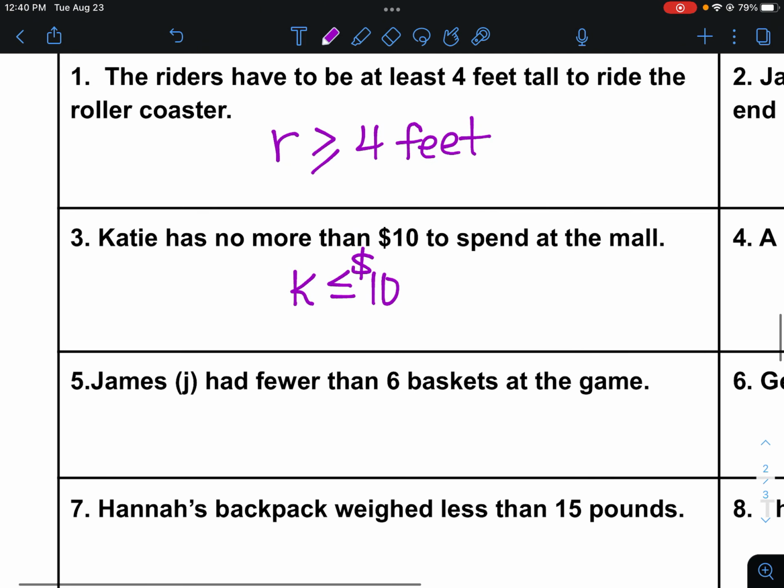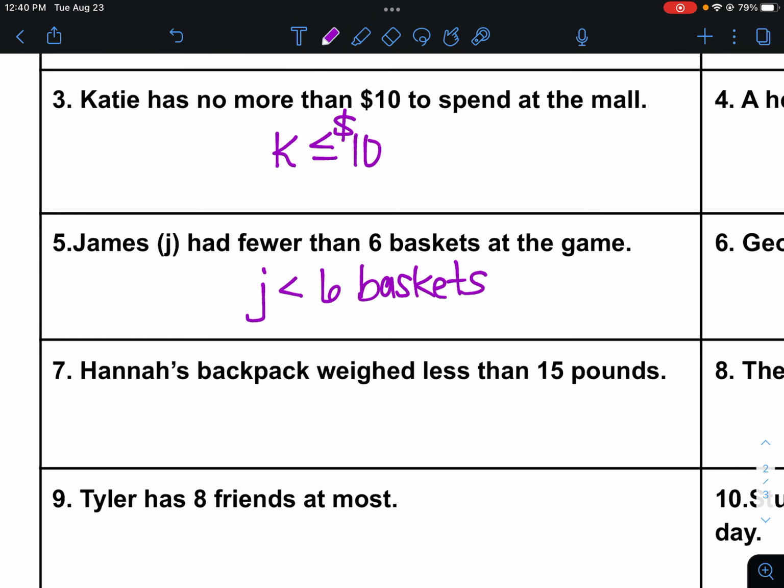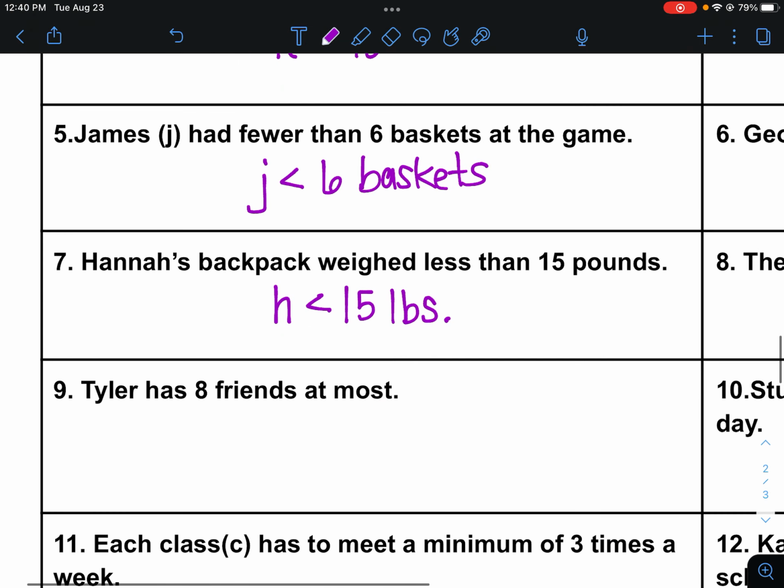James had fewer than 6 baskets, so he had less than 6 baskets. Hannah's backpack weighed less than 15 pounds. I'm going to use H for Hannah. Her backpack is less than 15, and I'm going to abbreviate pounds with LBS. Tyler has 8 friends at most, so T for Tyler. If he has 8 friends, he can have equal to 8, but if he has at most, that means he's going to have less than or equal to 8 friends.